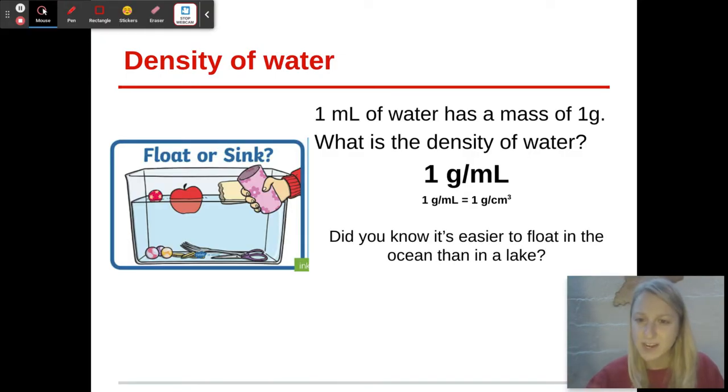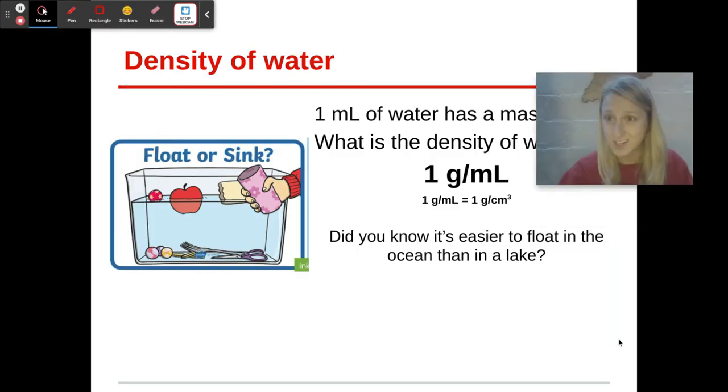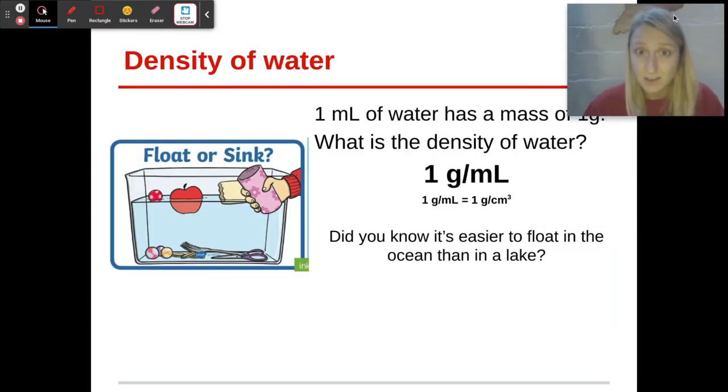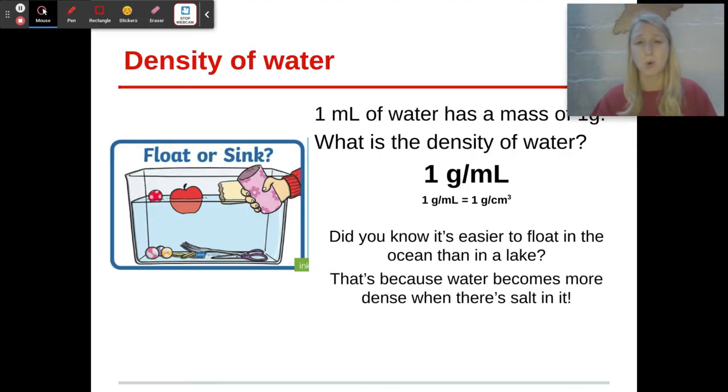So, did you know that it's actually easier to float in the ocean than it is to float in a lake? Well, that is true because salt water is in fact more dense than regular fresh water. If a liquid is more dense, it's going to be easier to float on top of it. So, fun fact, it is easier to float in the ocean than it is in a lake like Lake Michigan or something.